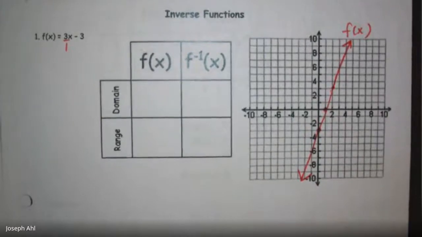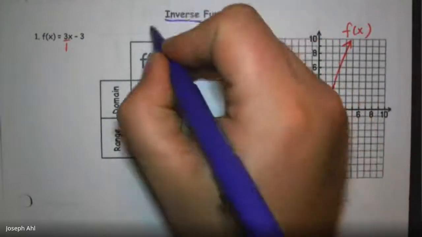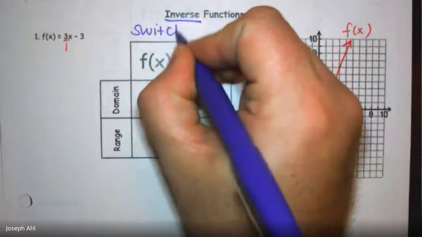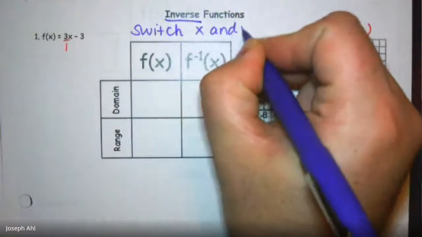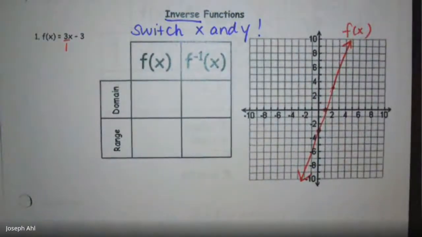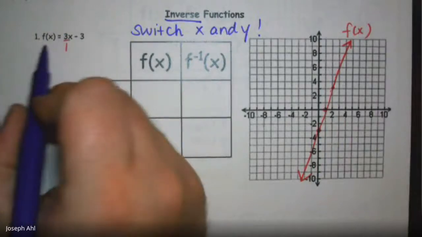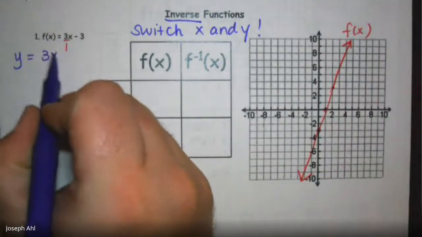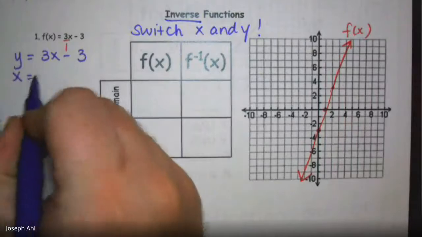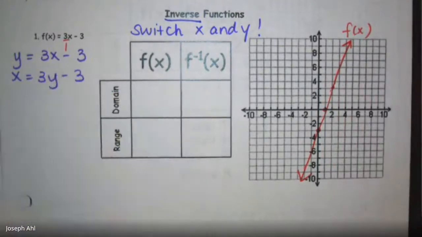So once you have that plotted, now we can talk about how we're going to find the inverse of this function. And what you might remember from last year is that the whole idea behind inverse is that we switch x and y. Okay, so when we switch x and y in this example, f of x we know is the same thing as y equals. So if I switch x and y, we get x equals 3y minus 3.